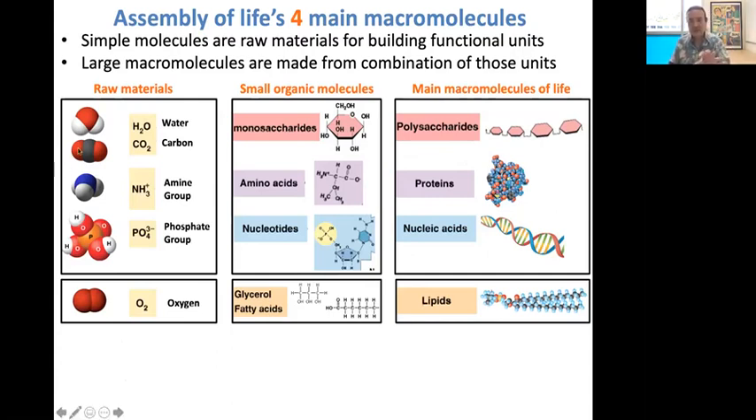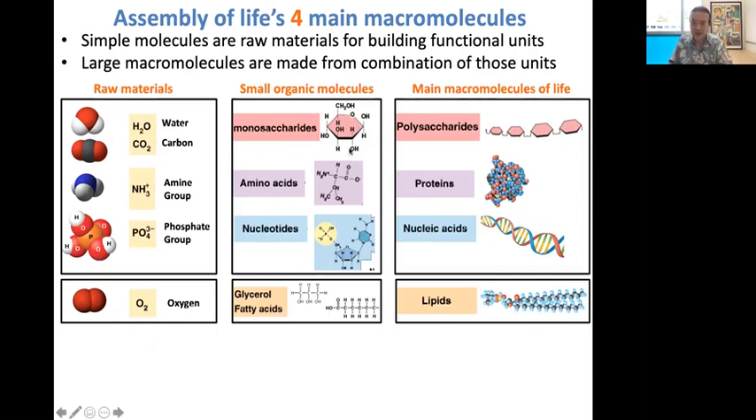This is another reminder that our discussion of cell biology takes us through different levels of organization, starting from raw materials on the left: simple little molecules like water, or carbon, or an amine group, where the blue ball is a nitrogen, or a phosphate group, where the orange ball is a phosphorus together with oxygens, or even just O2, oxygen that you'd find floating in the atmosphere. These raw materials are assembled into those individual monomer units.